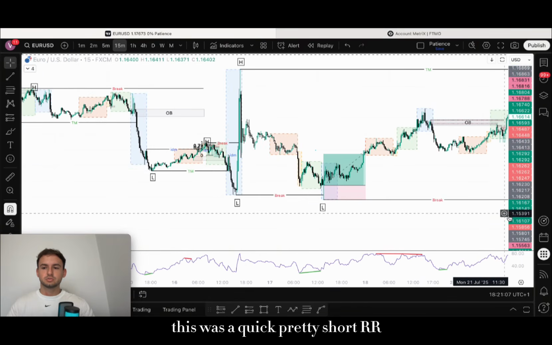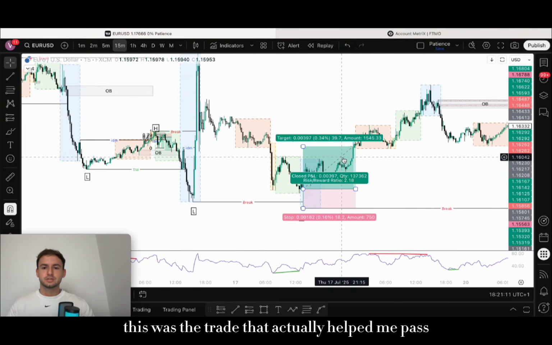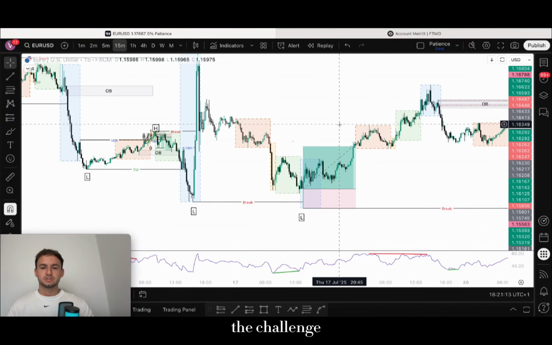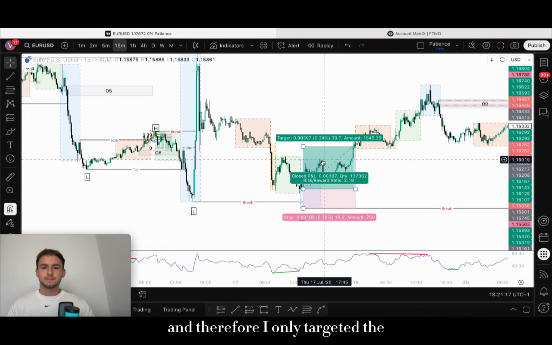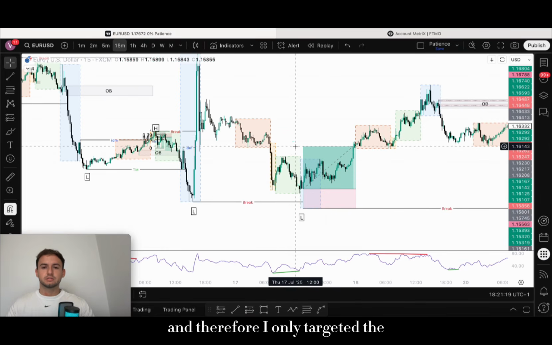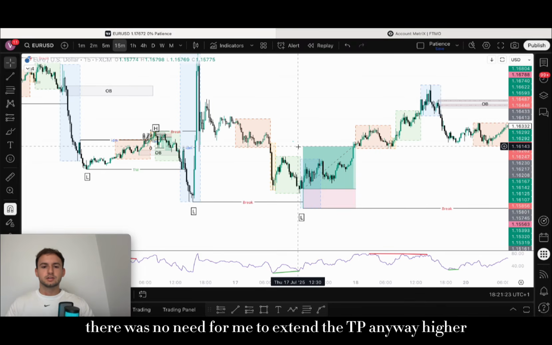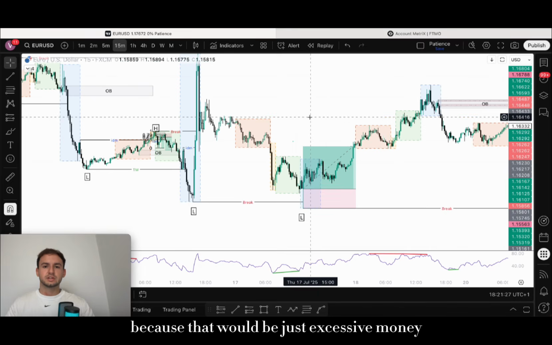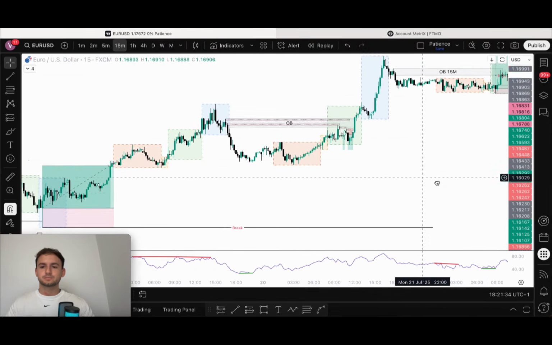This was a pretty short RR because I could have targeted it all the way up, but the reason for that is this was the trade that actually helped me pass the challenge. So the first stage I passed with this trade, therefore I only targeted the amount of money I need to pass the challenge, if that makes sense. There was no need for me to extend the TP any higher, because that would be just excessive money that I'm not going to take into the next phase of my challenge, if that makes sense.